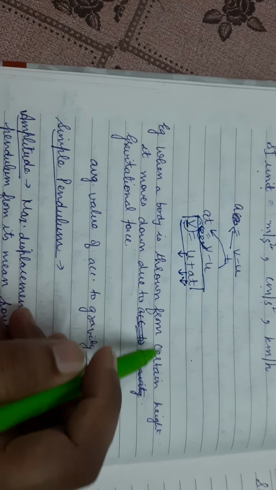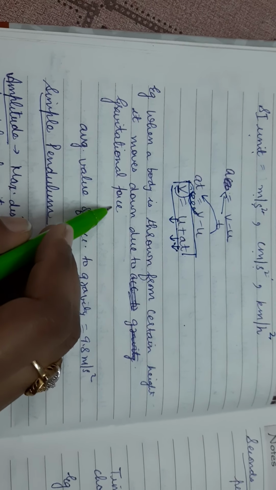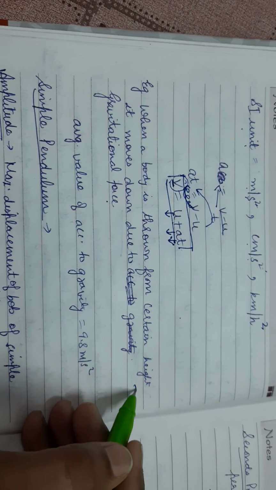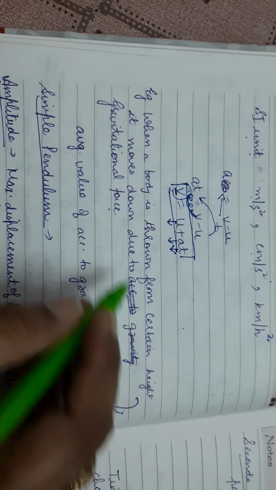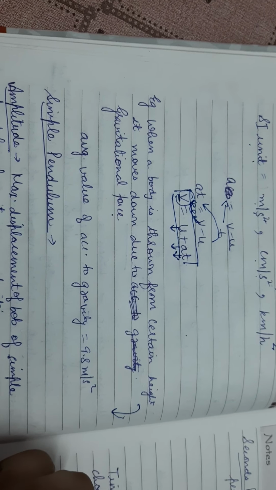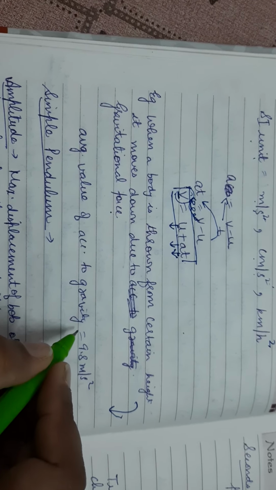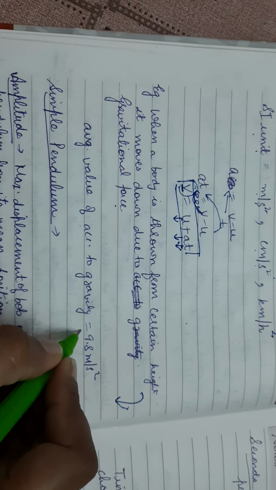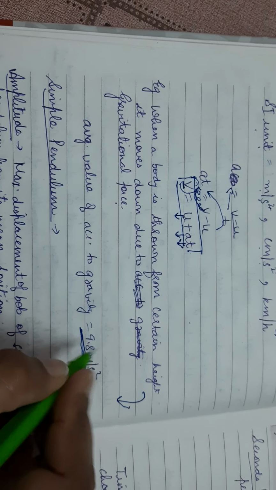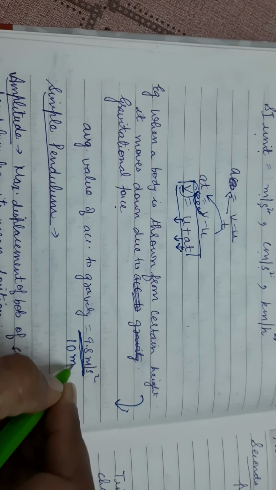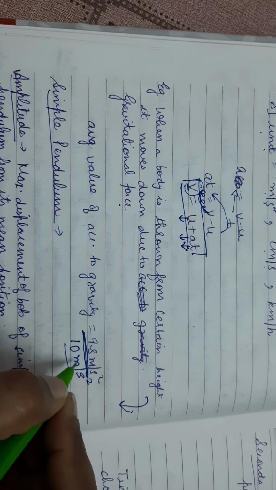When a body is thrown from a certain height, it moves down due to gravitational force. Meaning if I throw anything downwards, how will it come down? Because the Earth's gravity will pull it towards itself. So on an average, I have already told you in the last class also that average acceleration due to gravity is 9.8 meter per second square. You can take it as 10 meter per second square also for your numericals, but you have to specify this thing.